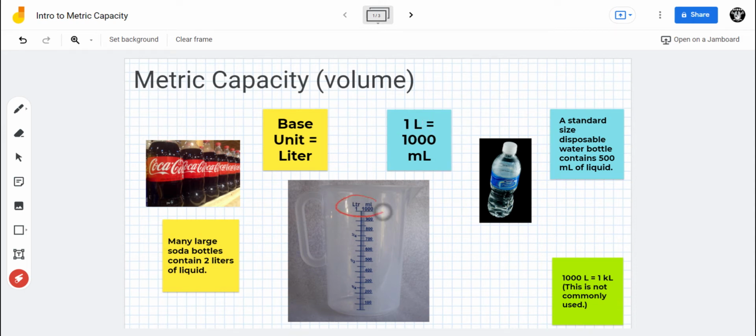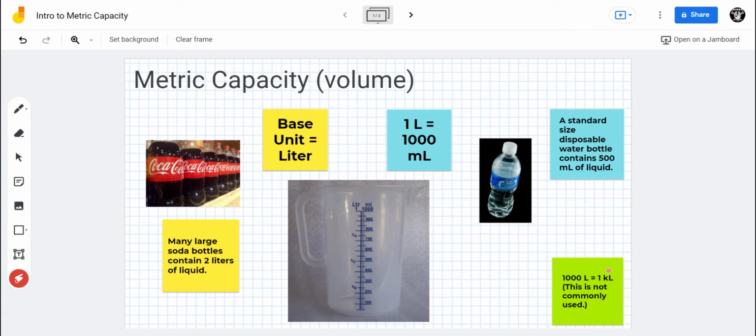And you can see that right here on this measuring cup. Over here is the liter, and here is 1,000 milliliters. That is the equivalent measurement. So a milliliter is much, much smaller, right? It takes 1,000 of them to equal 1 liter. A standard sized disposable water bottle is 500 milliliters of liquid. That's the general water bottle that you can find in the stores, 500 milliliters. So you would take 2 of those to make a liter.